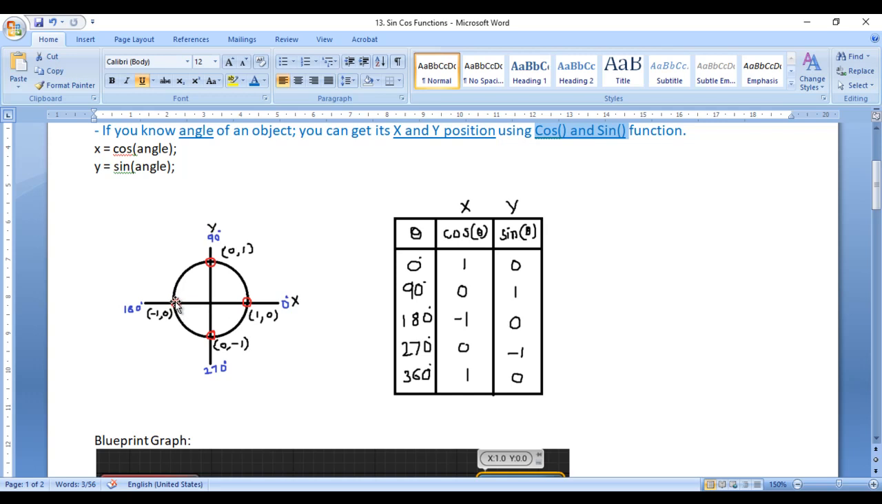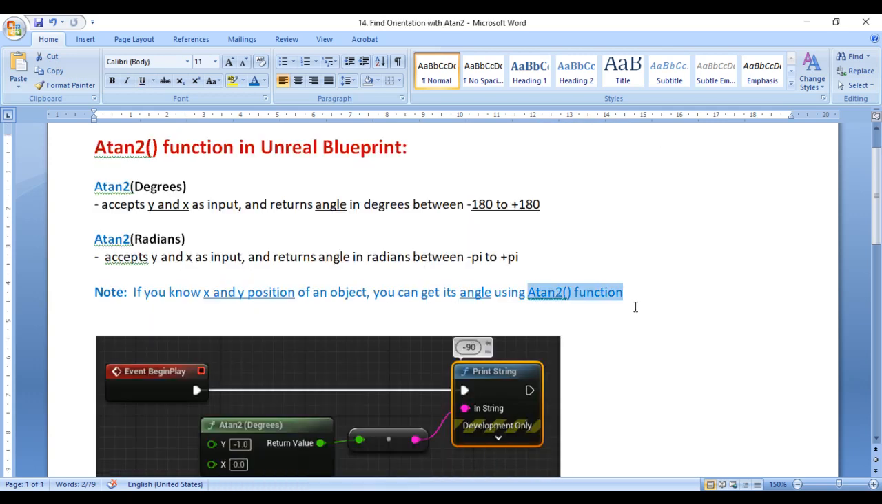If the object is in this place, what is its angle? It is 180 degree. So cos of 180 gives you x position, that is minus 1. Sine of 180 degree gives you y position, that is 0. If the object is in this place, its angle is 270 degree. So cos of 270 gives you x position, that is 0. Sine of 270 degree gives you minus 1, that is y position, right? So if you know angle, you can get x and y position. And the opposite is true, guys. If you know x and y position, you can get the angle using a tan 2 function.